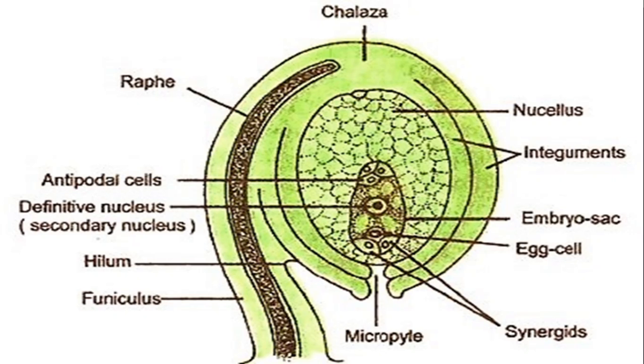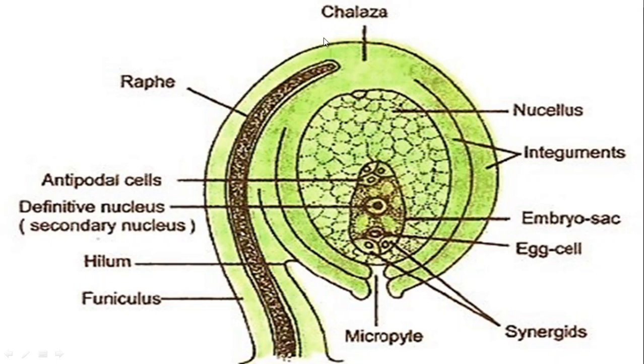Since I told you that the seed has developed from the ovule, let me explain the structure of the ovule and which part of the ovule develops into which part of the seed. This is the structure of an anatropous or inverted ovule. Here you can see, as I said, the seed is attached to the fruit wall with the help of the funicle, a stalk-like structure. Here you can see this is the funicle of the ovule.